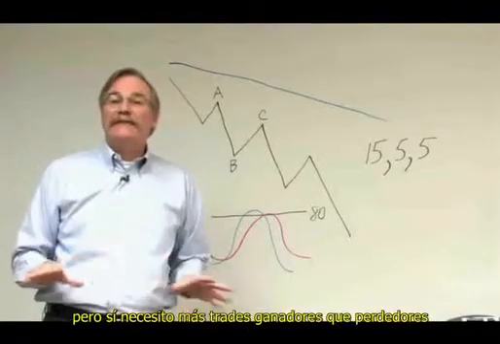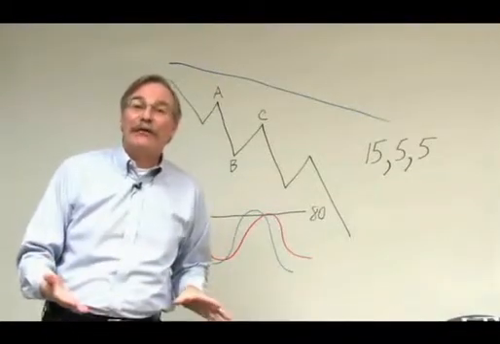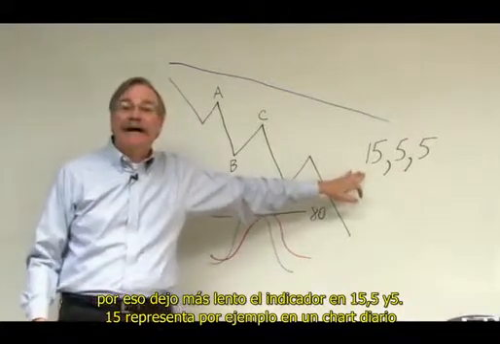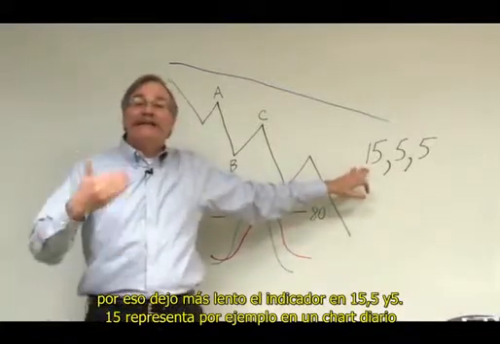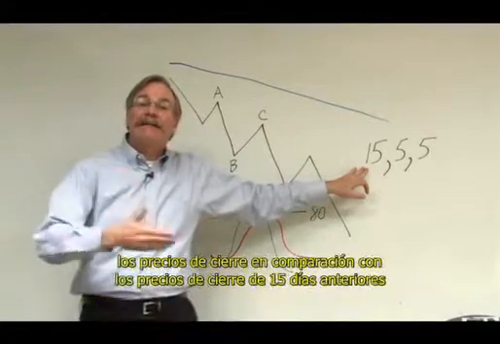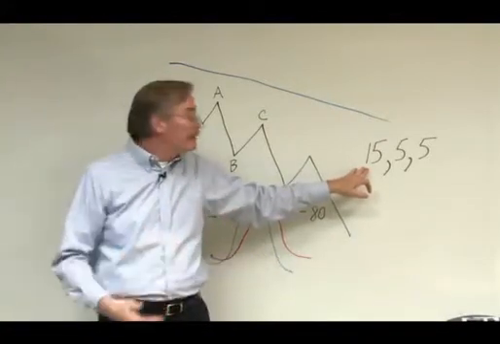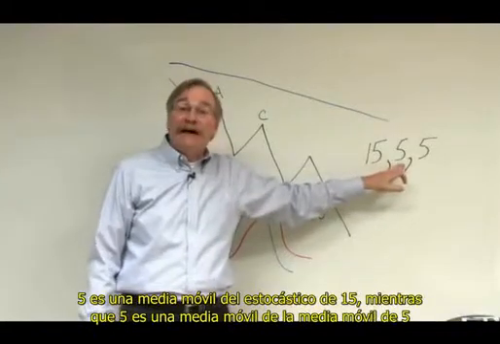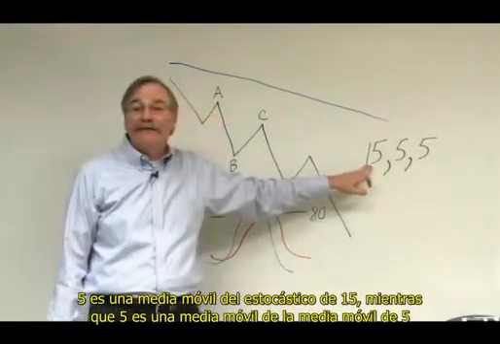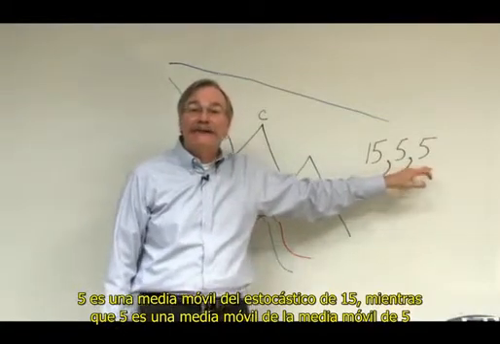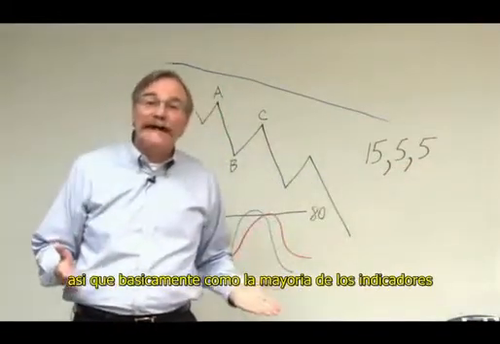I don't need to be in a lot of trades, but I do prefer to be in a lot more winning trades than losing trades. So I slow it down to 15, 5, and 5. The 15 represents, for instance on a daily chart, that I'm looking at the closing prices compared to the range for the previous 15 days. The first 5 is a 5-period moving average of the stochastics, and the third number, 5, means it's a 5-period moving average of the 5-period moving average.